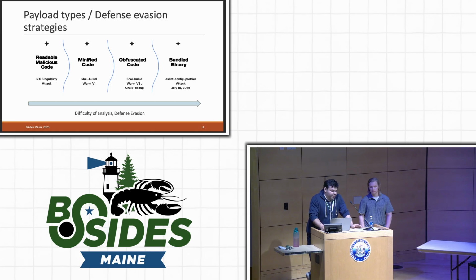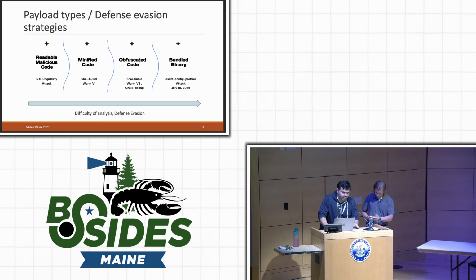So the types of payload, according to each attack, going from left to right, is defense evasion. We start with readable malicious code, which was in the NX attack. Then we have minified code, which was in the Shai-Hulud worm version 1. Then we have obfuscated code. We had seen that in Shai-Hulud 2, as well as chalk debug. And then we have bundled binary. This was an attack on a package called ESLint config prettier, which happened in July of last year.